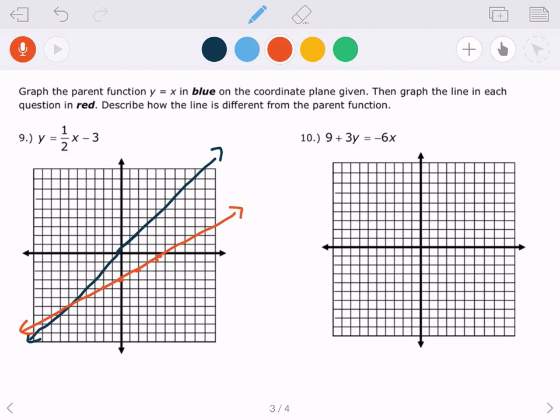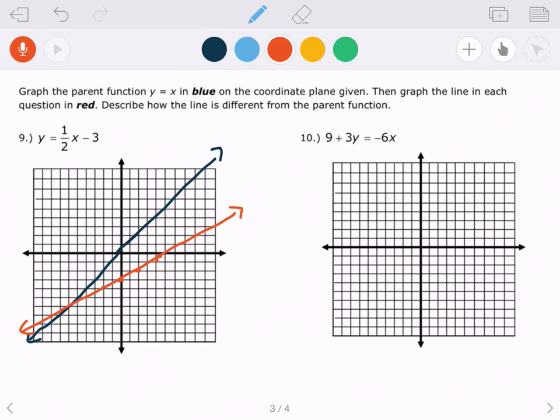So now I want you to compare the red line that you graphed, the one from question number 9. How does that compare to the parent function? You should be able to see that the y-intercept shifts it down 3 units, and a slope of 1 over 2 is going to be less steep than the parent function.